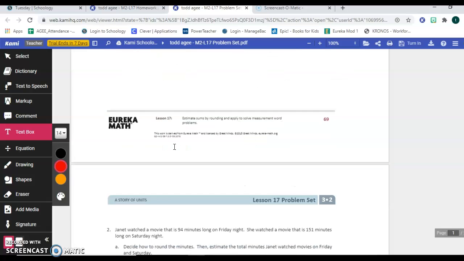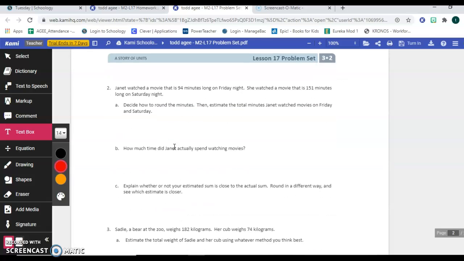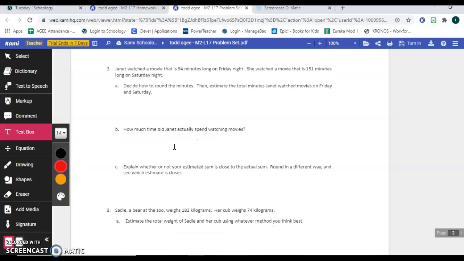Moving on in the assignment, in the second part, you've got some constructed responses for story problems. So you're basically going to be reading these stories, and in one situation, they ask you to decide how to round. That means, are you going to round to the nearest 100 or the nearest 10? And whichever way you round, you've got to do it for both numbers.